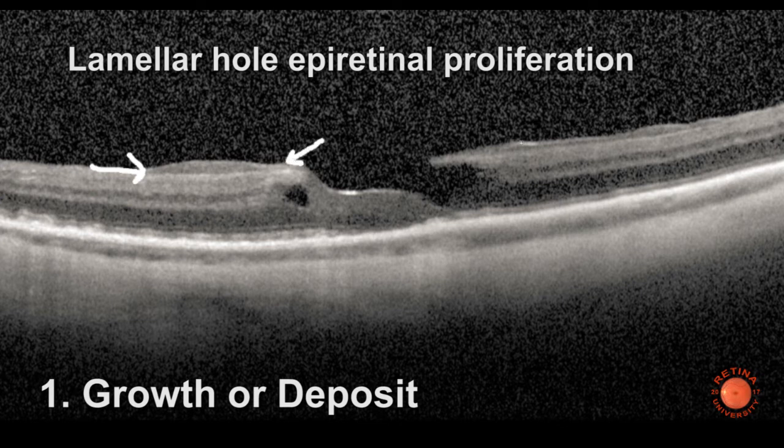The second thing you'll see sometimes as a growth on the inner retina is lamellar hole-associated epiretinal proliferation, which is shown here, and is a line on the inner retina, but it's less reflective than an epiretinal membrane, and histologically it is distinct.